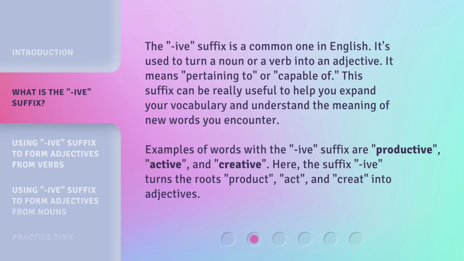The "ive" suffix is a common one in English. It's used to turn a noun or a verb into an adjective. It means pertaining to or capable of. This suffix can be really useful to help you expand your vocabulary and understand the meaning of new words you encounter. Examples of words with the "ive" suffix are productive, active, and creative. Here, the suffix "ive" turns the roots product, act, and crete into adjectives.